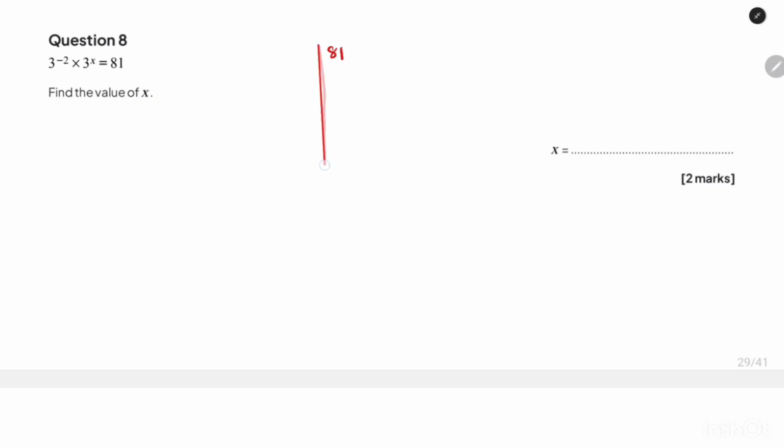So to make them same, what I'll do, I'll prime factorize the 81. So 81 can be prime factorized like this, divided by 3 you will get 27, 27 divided by 3 you will get 9, 9 divided by 3 you will get 3, and 3 divided by 3 you will get 1. So this is 3 raised to minus 2 into 3 raised to x is equal to 3 raised to 4. Now the bases are same. What I'll do, on the left hand side, because there is a multiplication and the bases are same, you will add the powers. So that is 3 raised to minus 2 plus x is equal to 3 raised to 4.